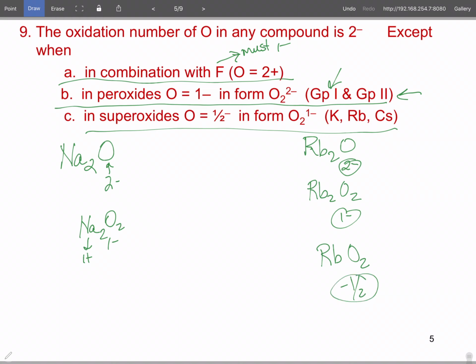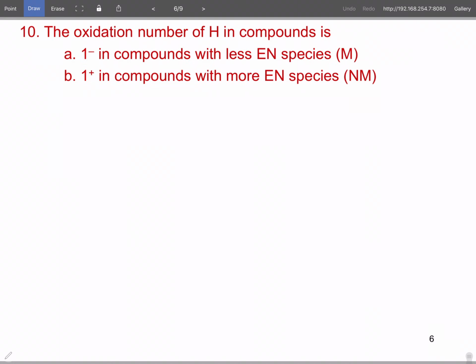So the trick is that since group 1 and group 2 are non-negotiable, then you can tell the oxygen from that. So if oxygen is combined with anything in group 1 or 2, you might want to double check it to see if it's a peroxide or a superoxide. Okay? We're going to work problems, so hang with me.